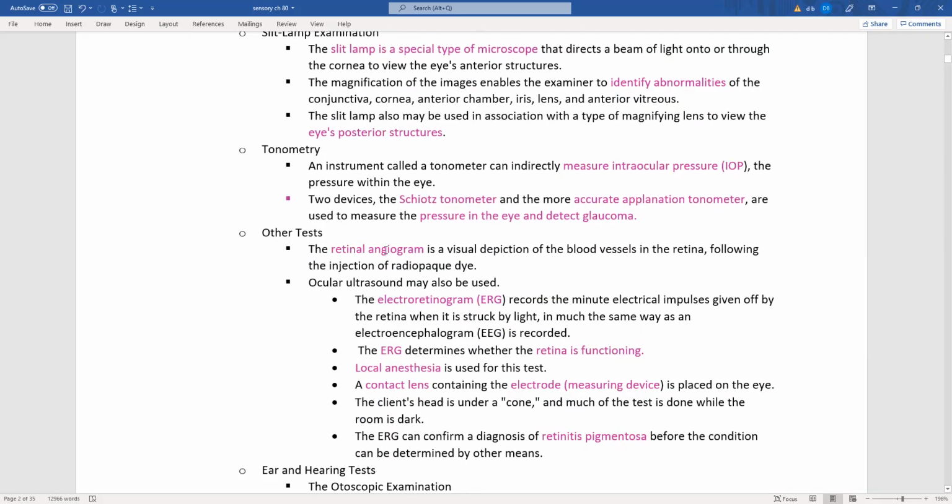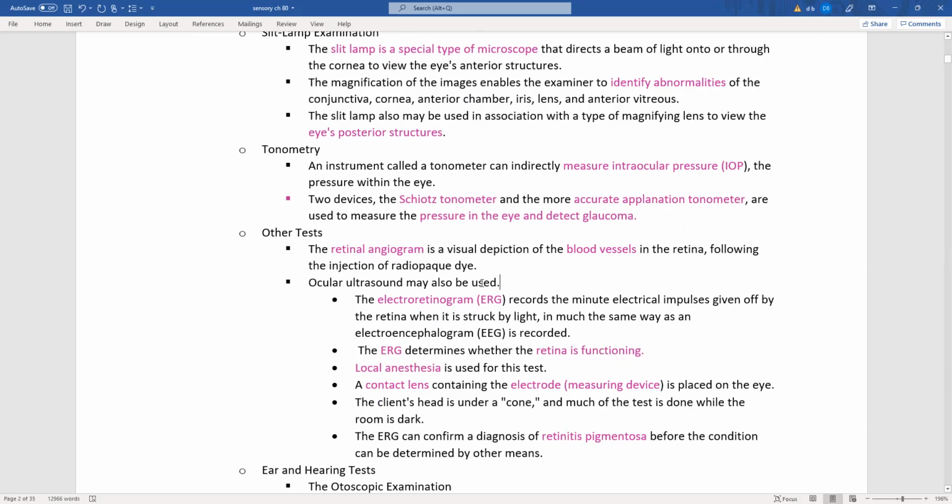Other tests are the retinal angiogram. It's a visual depiction of the blood vessels. When you see angio, you know they're talking about vessels. The retinal angiogram is a visual depiction of the blood vessels in the retina following the injection of radiopaque dye. Anytime you see a word like this, you know it's going to be some radiopaque dye. So make sure you check to see if this client has any issues, such as being allergic to shellfish.